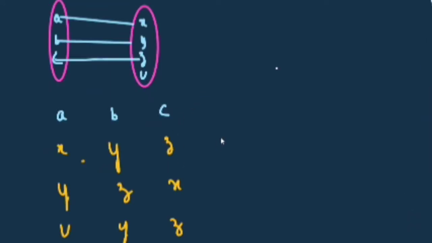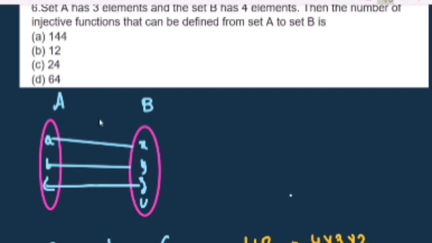So how many permutations are possible? This is actually a permutation sum because there are 4 things and there are 3 places to arrange. So it is 4P3. That means it is 4 into 3 into 2, that is equal to 24. So the answer is 24.